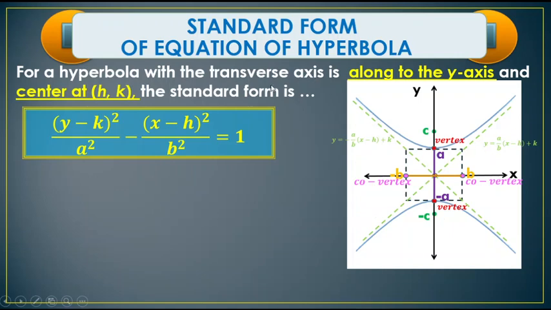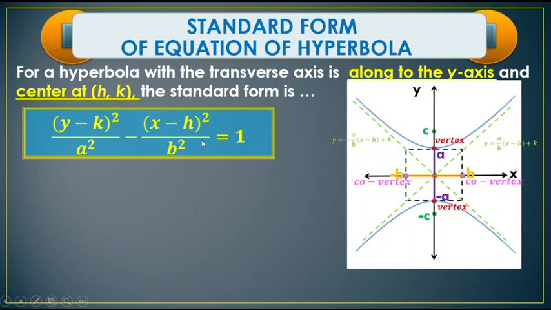So for hyperbola with the transverse axis along the y-axis and centered at (h, k), the standard form is we have the squared of the difference of y and k over a squared minus the squared of the difference of x and h over b squared is equal to 1. Now, kapag ang positive naman dito sa equation natin, yung standard form, ay positive si y, automatic, ang ating hyperbola ay naka-vertical.